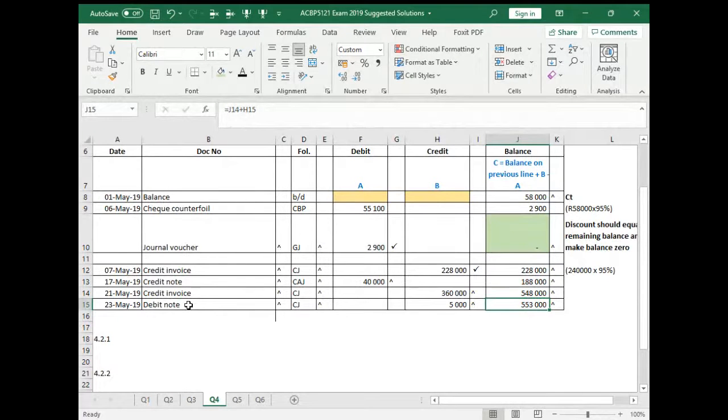Now the question is, in your opinion, do you believe the transaction dated 16 May was a wise business transaction or not, and give reasons for your decision? So they want to know the sale that they've made on the 16th of May. Should they have given them a trade discount?